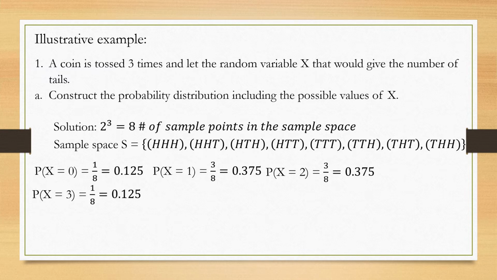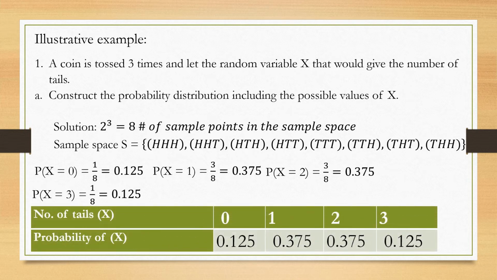So we have tail, tail, and tail. So we have one only. So 1 over 8, that is 0.125. So we are done getting each corresponding probability of every outcome. So we can now make a probability distribution from these given values.